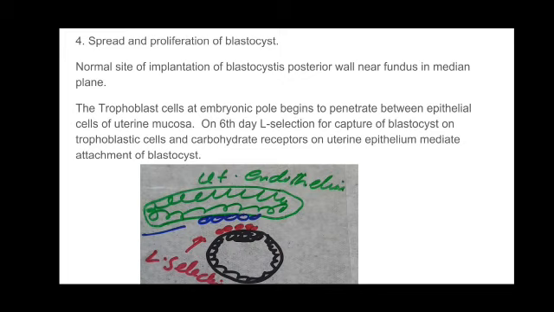On the 6th day, L-selectin for capture of the blastocyst forms on trophoblast cells, and correspondingly carbohydrate receptors on the uterine epithelium mediate attachment of the blastocyst. So the endometrium develops the carbohydrate receptors, whereas the blastocyst forms the L-selectin for attachment.